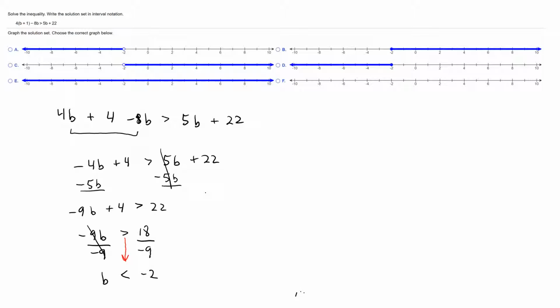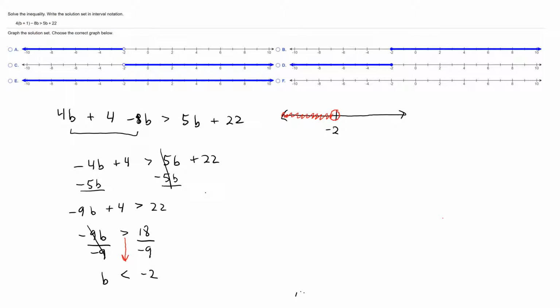Any number less than negative 2 would be a solution. Now to graph this, we would draw a number line. We would mark negative 2, and it's less than negative 2, so we would shade to the left. And since there is no equals in the inequality, we would put an open circle on the graph. An open circle indicates that negative 2 is not part of the solution set. If there was an equals, then that'd be a closed circle.